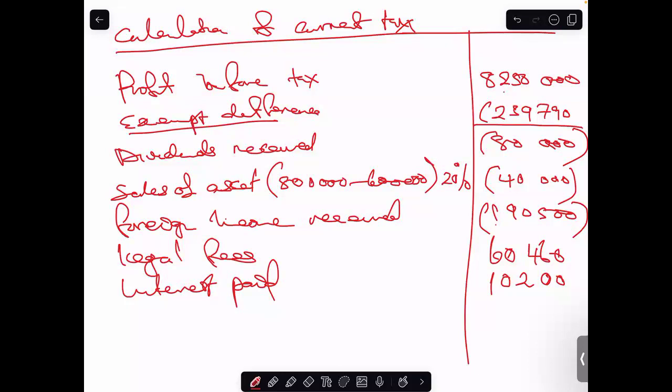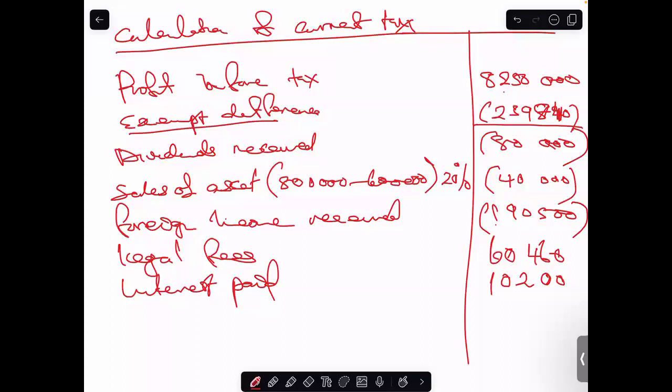Interest paid, what is it? It was 10,200. Oh, 10,000. Yeah, I said 10,250. That makes sense. 840. I'm also getting 840. Yeah. Right, it's negative now.